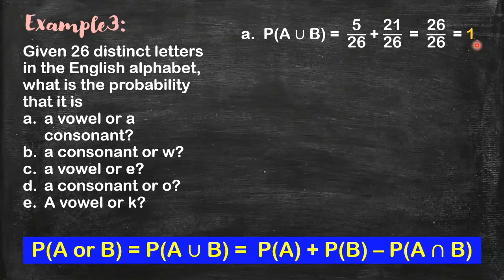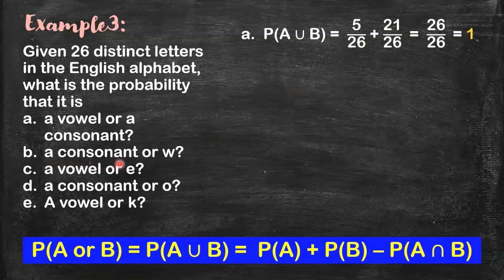So that means we have 100% probability. Okay? That happens when the union gives the sample space. Okay? Kapag pinagsama mo yung A at saka B, ang sagot yung buong sample space. And yes, right? Pagsamahin mo ang lahat ng vowels at lahat ng consonants, bubuuin niya yung 26 letters of the English alphabet. Okay? So 100% chance yung probability of getting a vowel or getting a consonant.